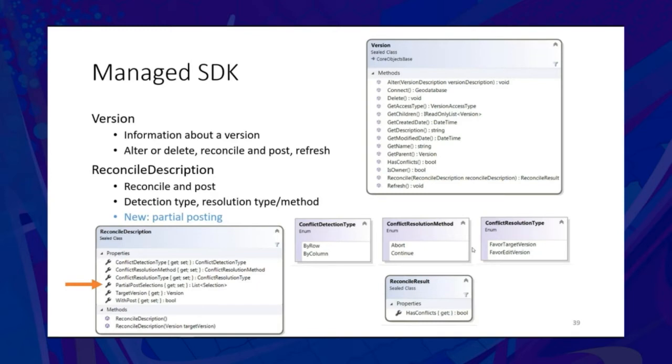Finally, a new capability that's being exposed is being able to do partial posting, where you can specify a selection of row objects and specify it inside your reconcile description as the partial post selections. And we will then go and partially post those to the default version.